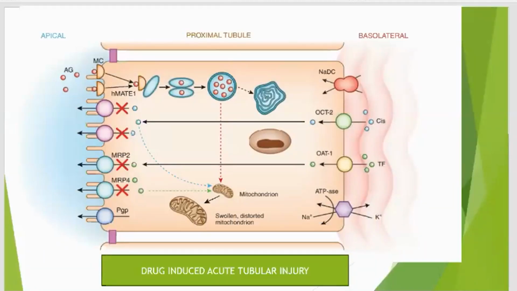PPIs are also a very common cause of acute interstitial nephritis, estimated to be 0.8 to 3.2 per 10,000 person-years of exposure, and they are also quite overlooked drugs. Other than that, we have immune checkpoint inhibitors like cytotoxic T lymphocyte antigen, programmed cell death protein and programmed cell death ligand protein causing acute interstitial nephritis. Now we'll see what the mechanism of action is.